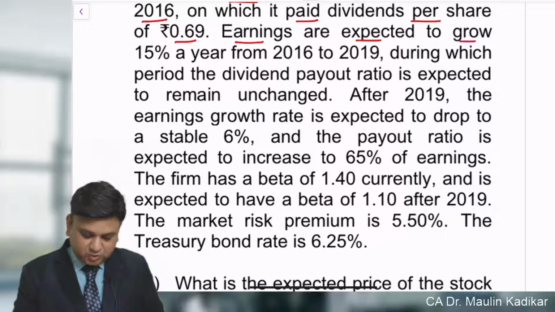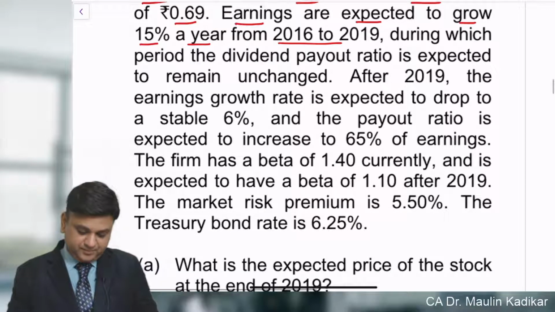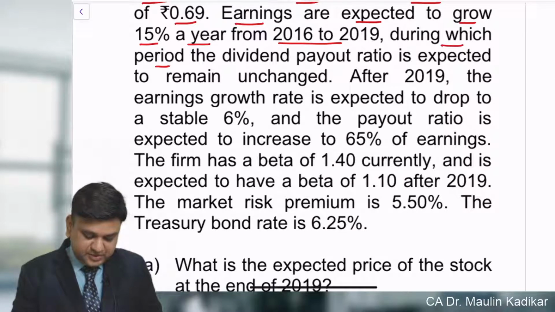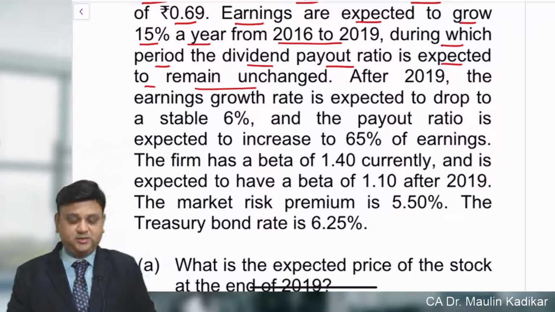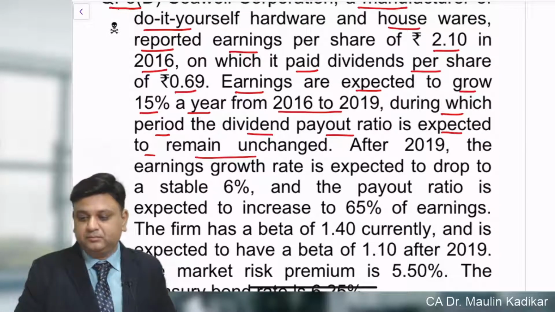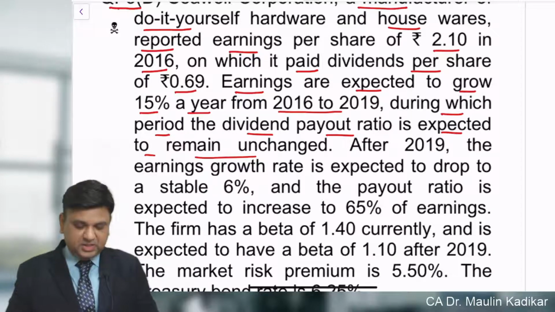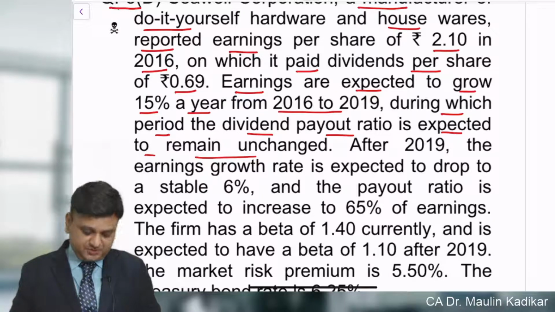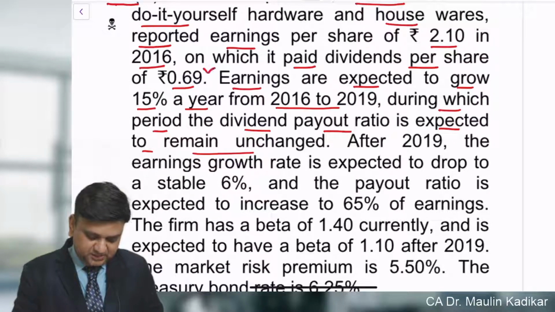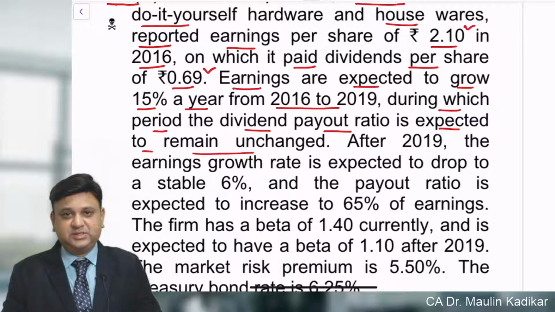Earnings are expected to grow 15% a year from 2016 to 2019, during which period the dividend payout ratio is expected to remain unchanged. What is the current dividend payout ratio? The current dividend payout ratio is approximately 33%. It is 0.69 divided by 2.10, so it is 32.85%.